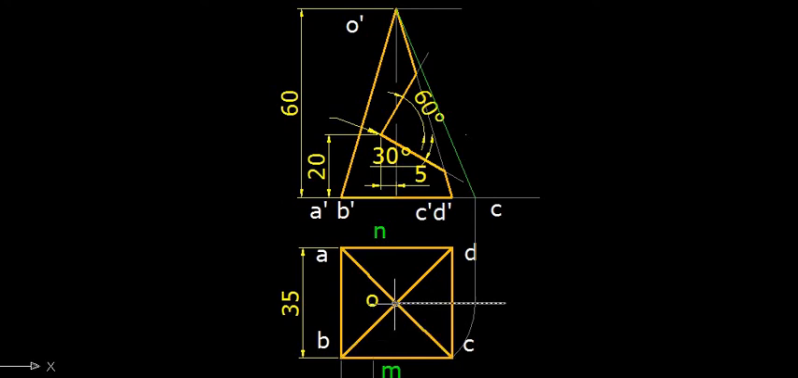Okay, so you can see these edges OA, OB, OC, OD, all edges are not parallel to the XY line. To find out the slant height, first we will have to make one of the lines parallel to the XY line. So here in this problem, this OC line has been made parallel to this XY line.